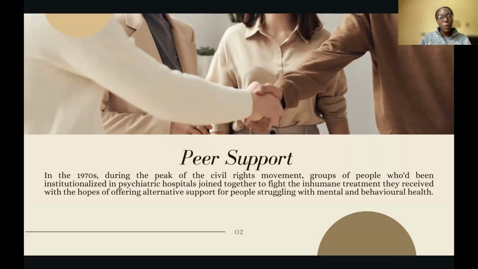And their main goal was to offer an alternative way for supporting people who were struggling with mental and behavioral health issues. And this is including substance abuse and things of that nature. At that time, it was basically anything that would have had you institutionalized in a psychiatric hospital.